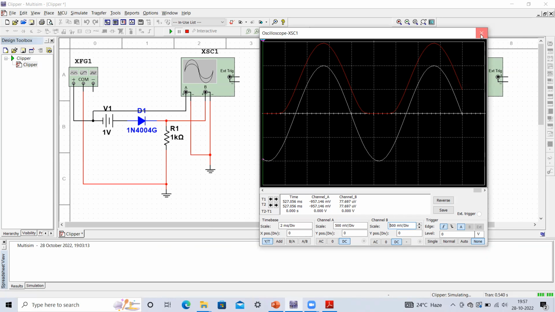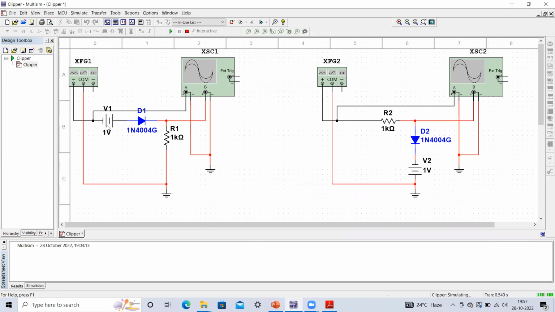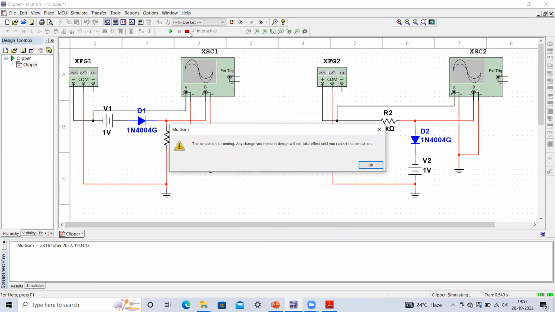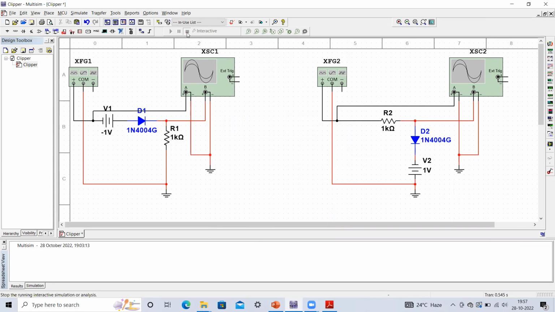Similarly, if you want to reverse it, in Multisim we have the flexibility to make it negative just by putting a negative sign. But normally when you perform this experiment on the breadboard, you always have to change the polarity, otherwise it won't change. That you have to remember.